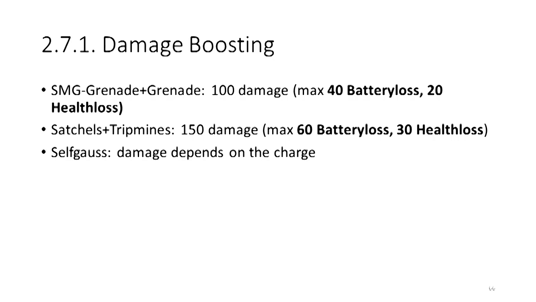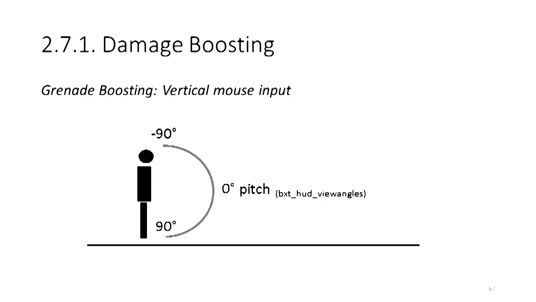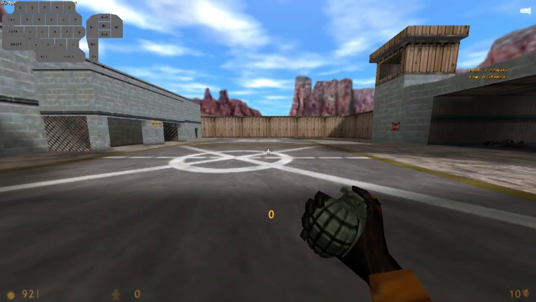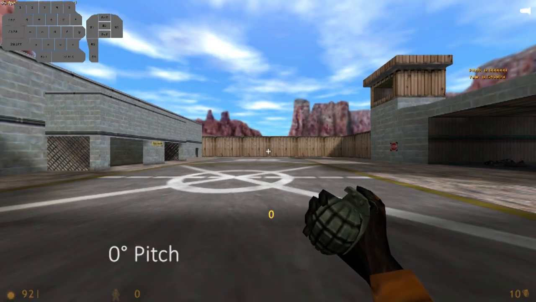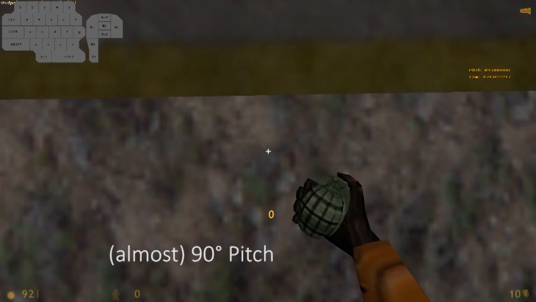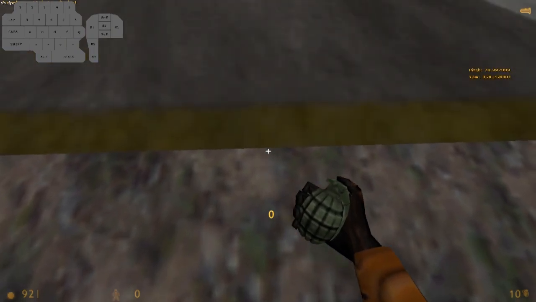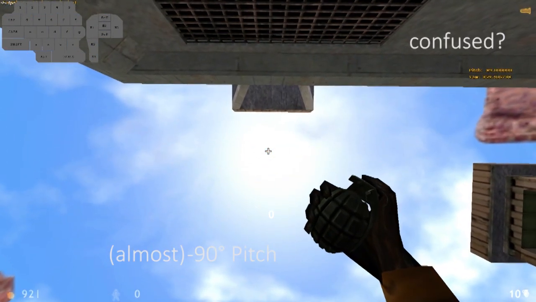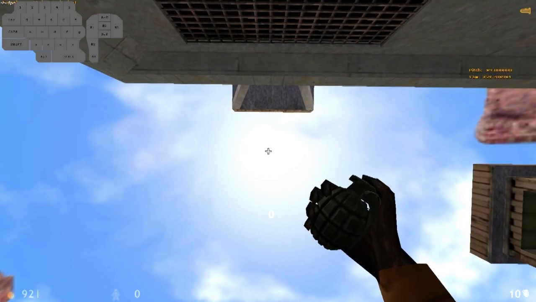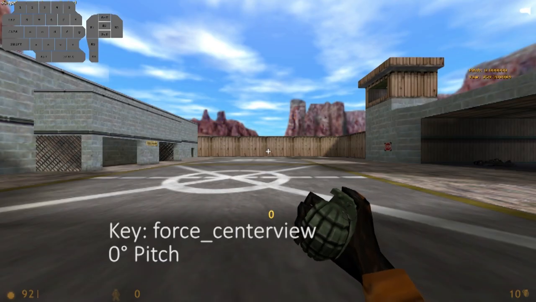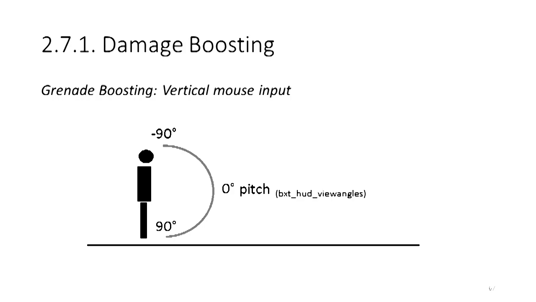Depending on the trick you want to do, it might be interesting to know that different explosives and the self-gausses give you different damage. For analyzing grenade boosting, we need to define vertical mouse positions first. On the BXT HUD view angles, we see that minus 90 degrees pitch equals looking up, 0 degrees pitch equals looking forward with forced center view, and 90 degrees equals looking down.